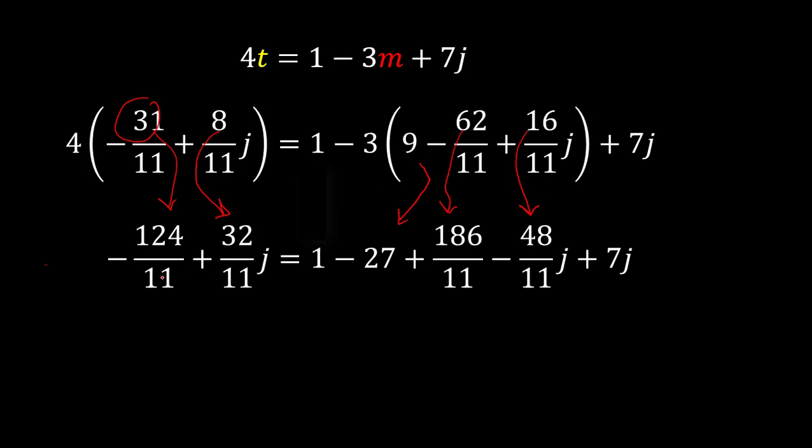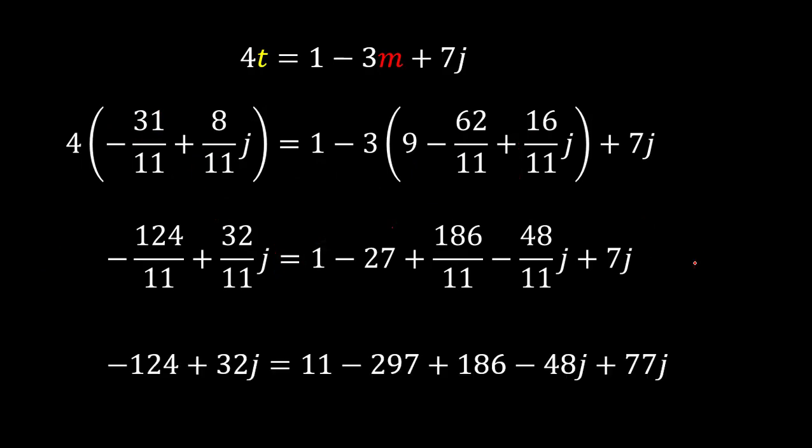Now, the next thing we're going to want to do is get rid of these 11s on the bottom because they're going to be cumbersome if we don't deal with them. So let's go ahead and multiply everything by 11. The left side by 11, and we'll multiply everything on the right side by 11. If we do that, it simplifies a bit because those 11s just cancel out on the bottom. That 1 becomes an 11, that 27 becomes 297. These 11s cancel out, and that 7 becomes 77. And now this is getting pretty simple.